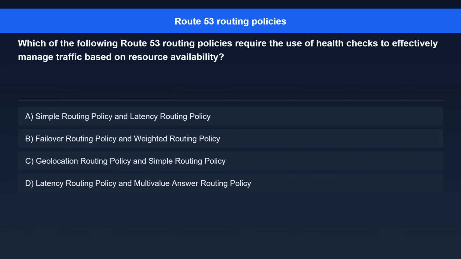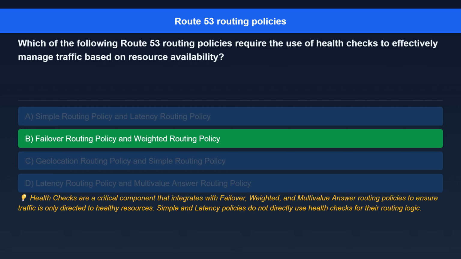Question 5. Which of the following Route 53 routing policies require the use of health checks to effectively manage traffic based on resource availability? Option A. Simple routing policy and latency routing policy. Option B. Failover routing policy and weighted routing policy. Option C, geolocation routing policy and simple routing policy. Option D, latency routing policy and multi-value answer routing policy.